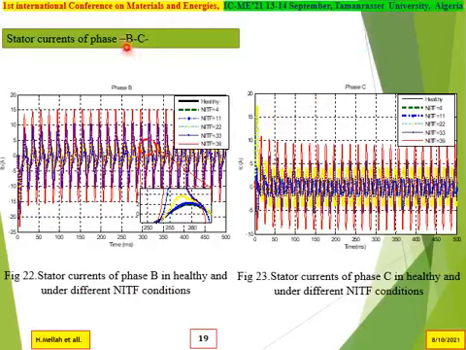We can see that the fault in phase A has an effect on phase B, and when the number of interturn faults is greater, we can see these peaks in the current. Also in phase C, but phase C is less affected by the fault in phase A.